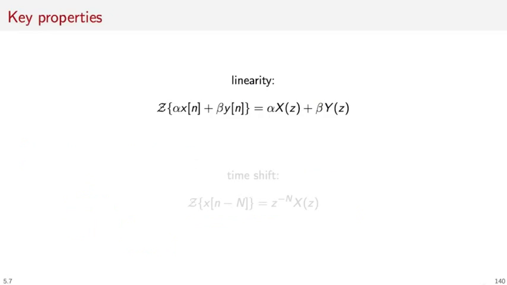In this class, we will consider the Z-transform mainly as a formal operator, so we will not delve very deep into its mathematical subtleties. But there are two key properties that are absolutely essential to what follows. The first one is linearity. If you take the Z-transform of a linear combination of two sequences, what you get is a linear combination of Z-transforms. And the second property is the time shift property. If you take the Z-transform of a time-delayed sequence, for instance, in this case x of small n minus big N, the Z-transform is the Z-transform of the original sequence multiplied by z to the minus big N.